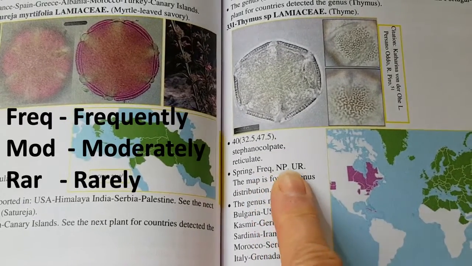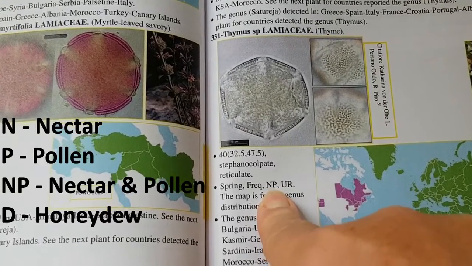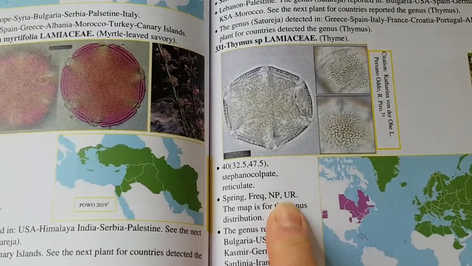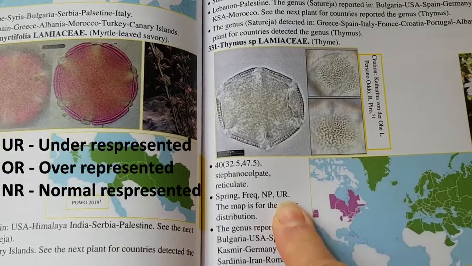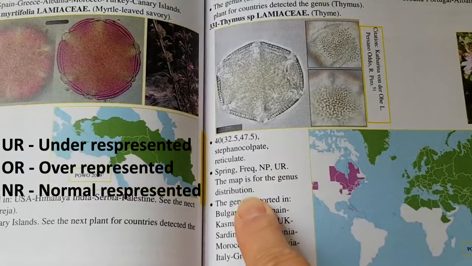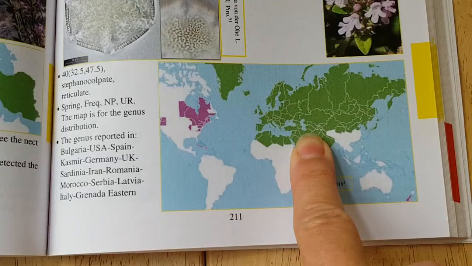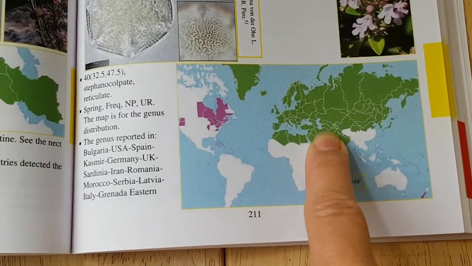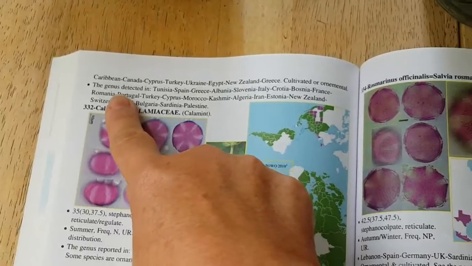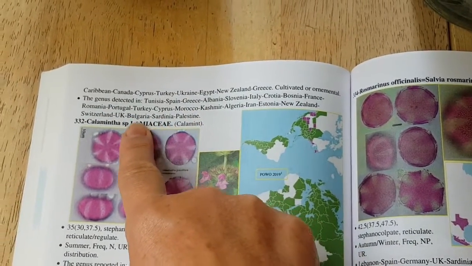Then we have the rewards the bees are collecting, so NP represents nectar and pollen. UR stands for underrepresented, which means how much pollen is normally represented in the honey. Bullet point number 3 lists the countries where the plant genus is distributed. Mohammed has provided a map for each listing. The fourth bullet point lists the countries where the pollen from the plant is mentioned in the analysis of the honeys.